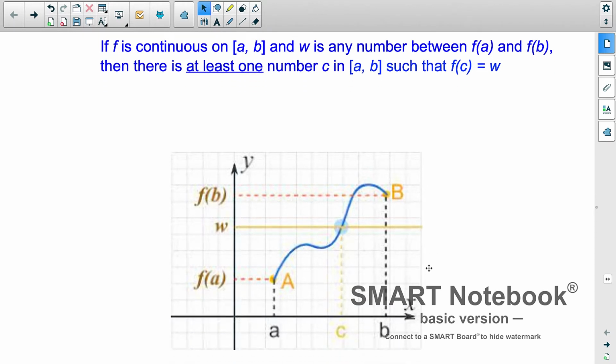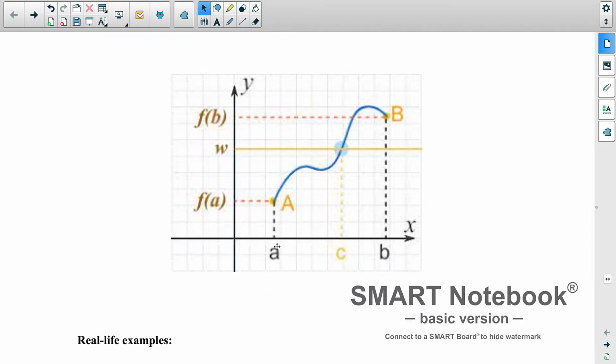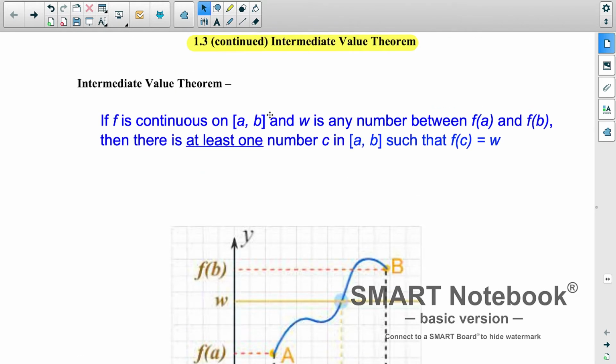Alright, darn, this watermark's annoying. So let's look at this. If f, if a function, well that's the blue thing here, that's our function. If that's continuous, it is continuous. I could draw that without lifting my pencil. On the interval a to b, yep, from a, which is right here, to b, which is right here, this is definitely continuous.